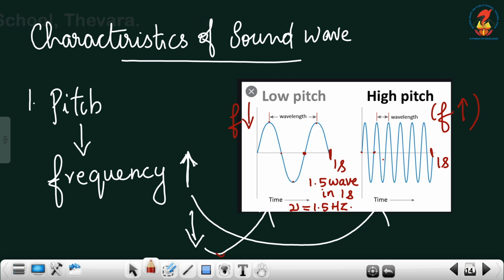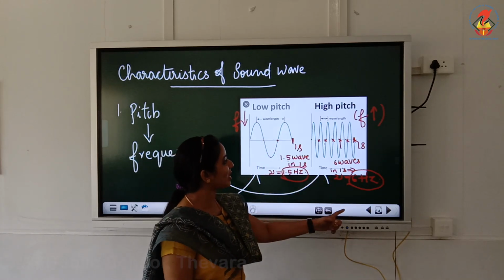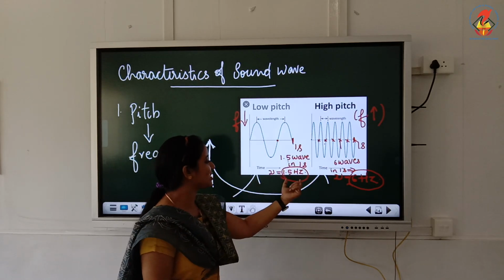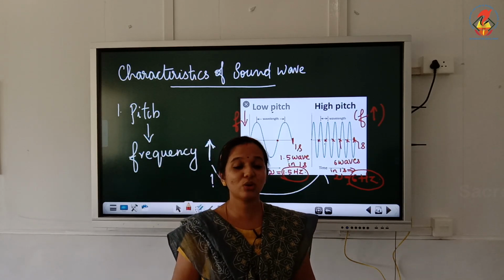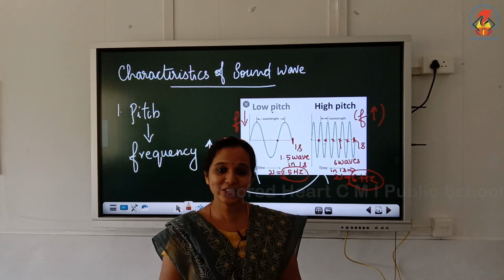Now, see this case. Started from mean. This is the first wave, second wave, third wave, fourth, fifth, 6 waves. So, here we have 6 waves in 1 second. That is, frequency is 6 hertz. So, here the frequency is 1.5 hertz and here the frequency is 6 hertz. The frequency is more for this wave, hence such a sound is called high pitch sound. Here frequency is only 1.5, so it is a low pitch sound. The cooing of a pigeon is a low pitch sound, while the screaming of a girl is a high pitch sound.